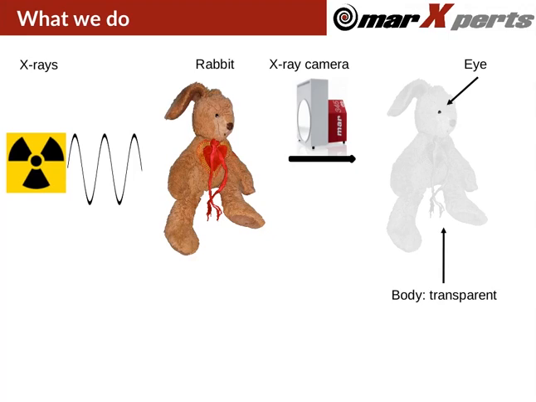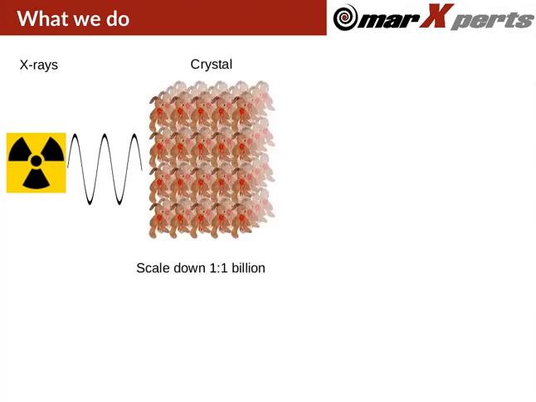But what happens if we do the following? We reduce the size of the rabbit by a factor of 1 to 1 billion and put a lot of rabbits side by side and on top of each other in always the same orientation. In science we call this a crystal.